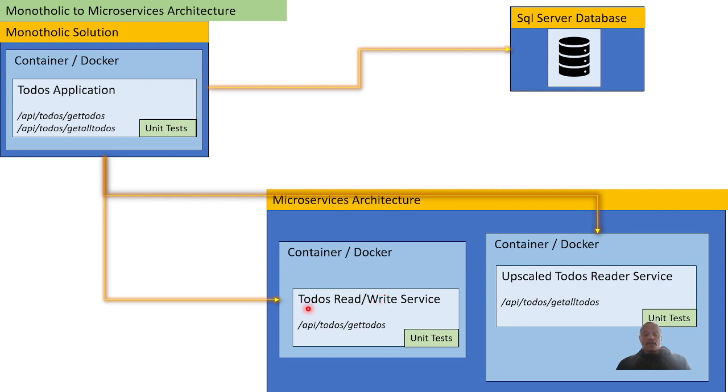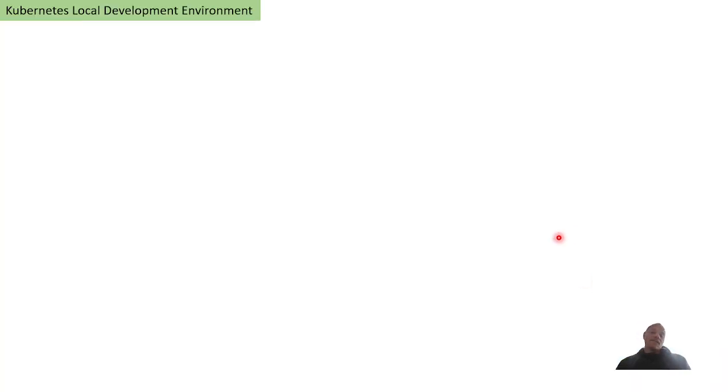So we have the read write microservice serving the get totals endpoint, and another container for the other microservice, which will serve the get all totals endpoint. Each of them is going to have unit tests, and each of them is going to connect to a SQL Server database. So let's have a look at the local development environment for this.